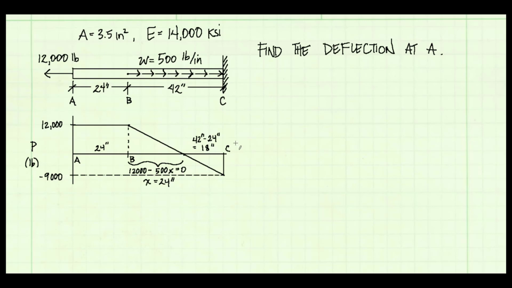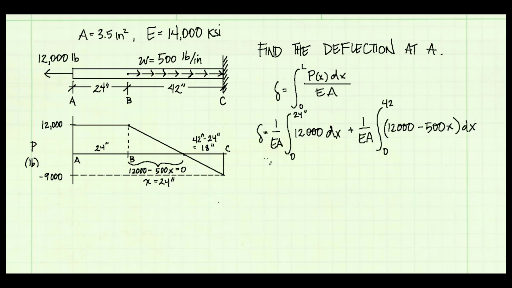Now there's a couple of ways I can solve this. One method is to use the integral form. And here's the general form of that equation. Now if we look at our internal force diagram, we see that there's actually two sections. From A to B we've got a constant internal force, and then from B to C we have this linear function that we would need to define to integrate. So I'd have to break this integral up into two integrals.